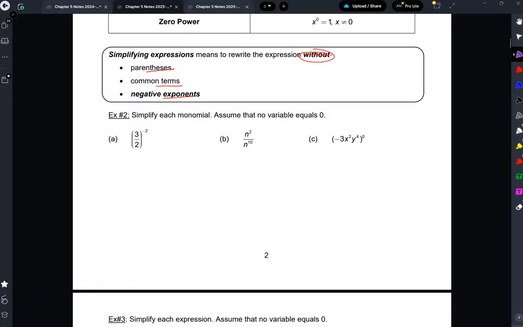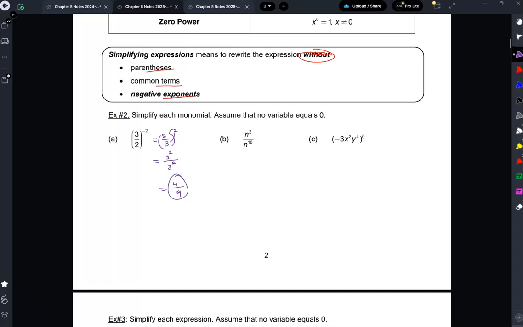This one here has a negative exponent. So the first thing I'm going to do is take the reciprocal to the power of 2. Now, I distribute. So this is going to be 2 squared over 3 squared, 4 over 9.